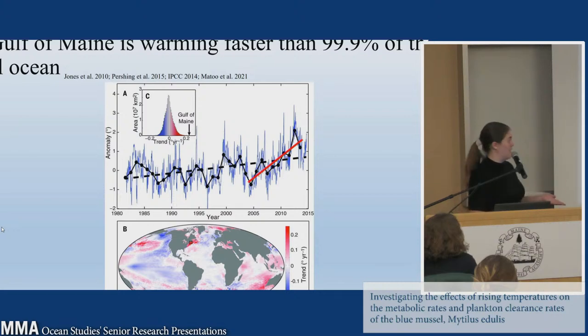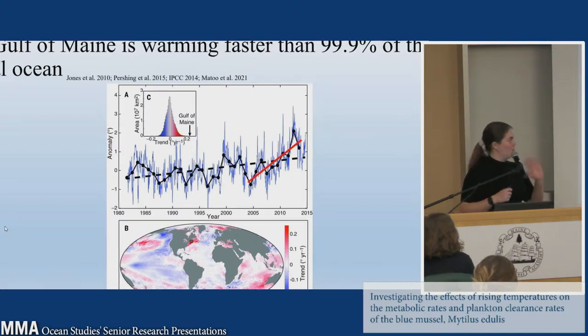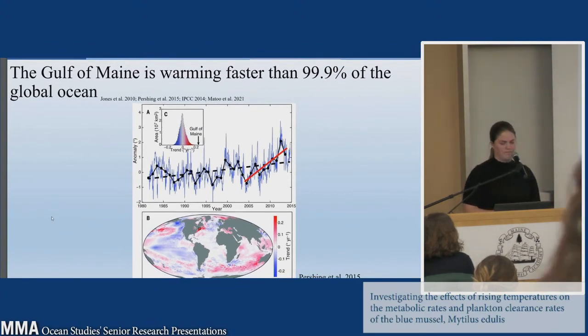Their figure from the same study also shows that the daily water temperatures shown in part A of their figure in the blue line and their annual average water temperature for the Gulf of Maine shown with the black dots both show a trend of waters warming since the 80s. Part B of their figure shows that our region, the Gulf of Maine, is warming greater throughout compared to the global ocean.